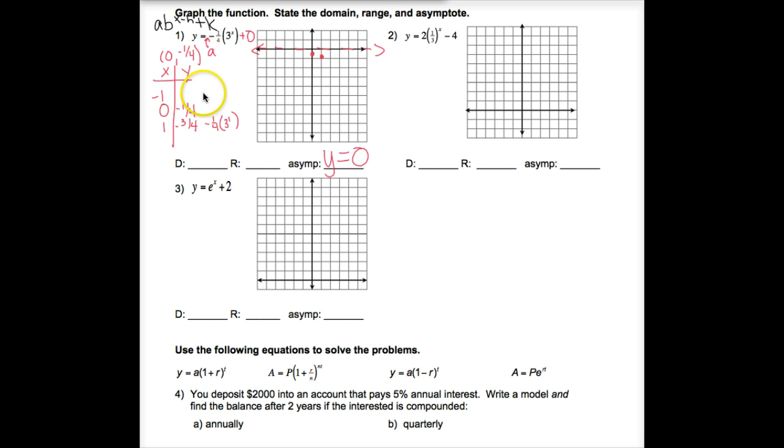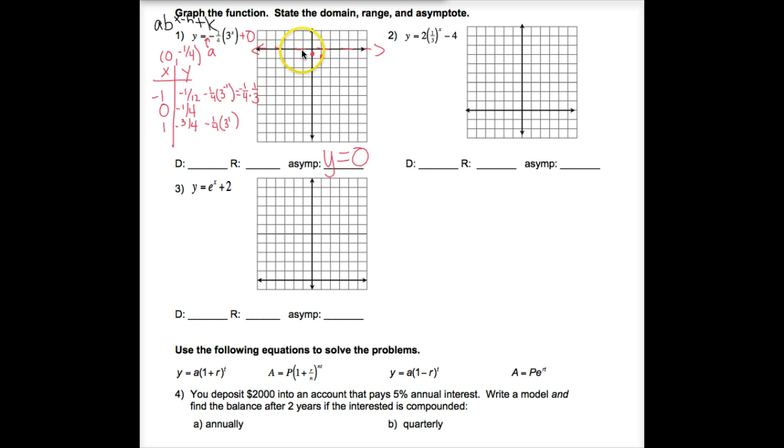When I plug in negative 1, negative 1/4 times 3 to the negative first. Remember our negative exponent rules. That is negative 1/4 times 1/3, because 3 to the negative first is 1/3. So that gives me negative 1/12.